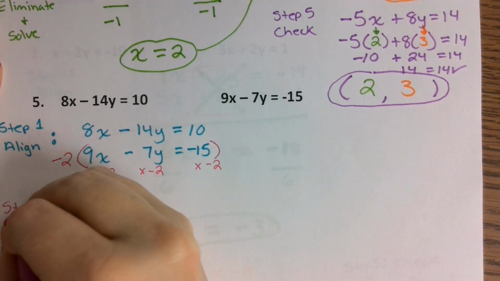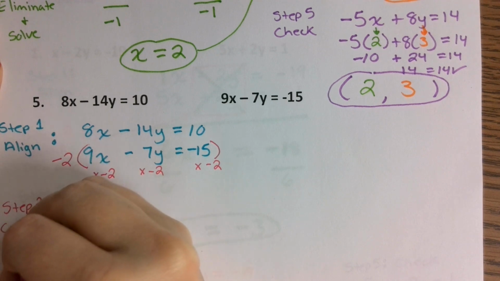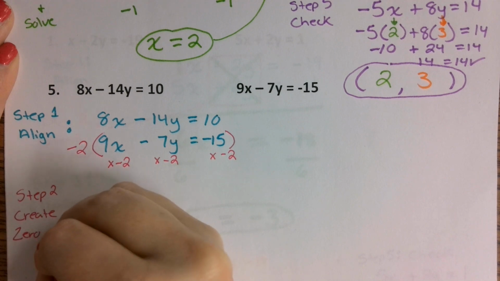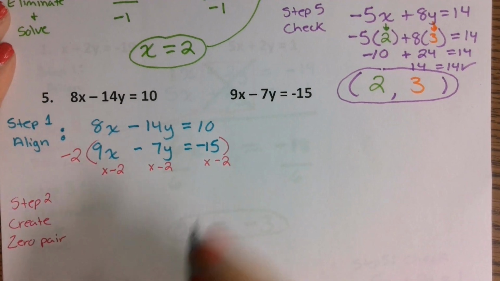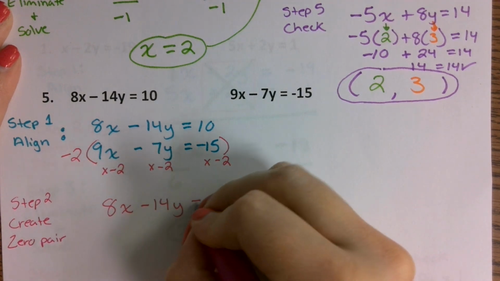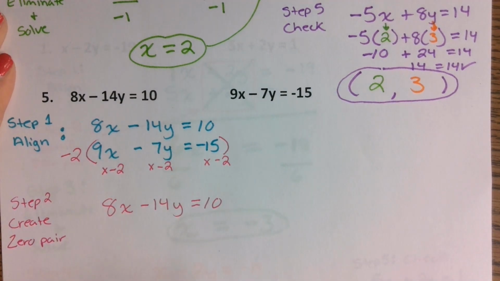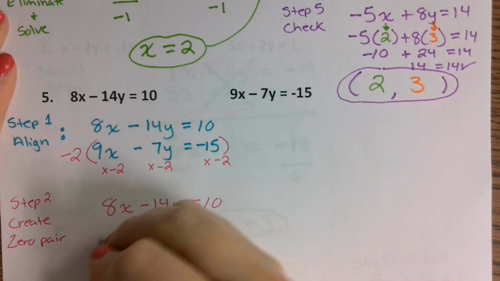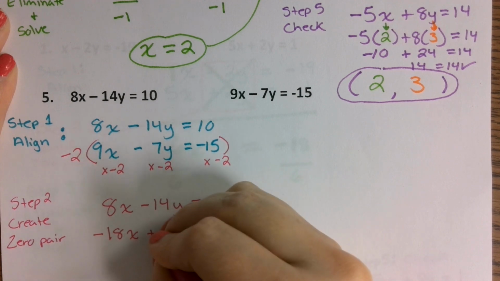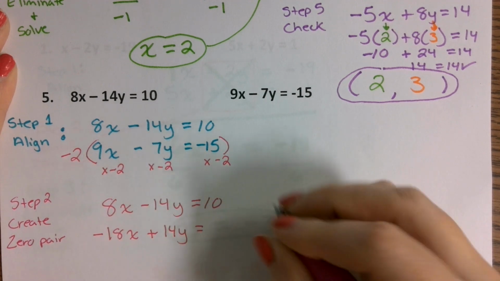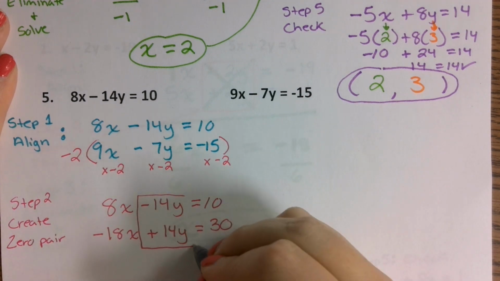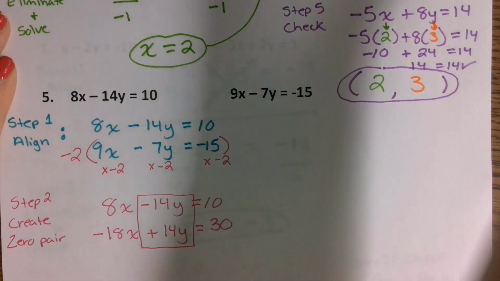So my step 2 was to create the zero pair, which is what I'm doing right here. 8x minus 14y equals 10 is going to stay exactly as it is. My second equation now becomes negative 18x plus 14y is equal to a positive 30. And there's my zero pair, negative 14y and a positive 14y.